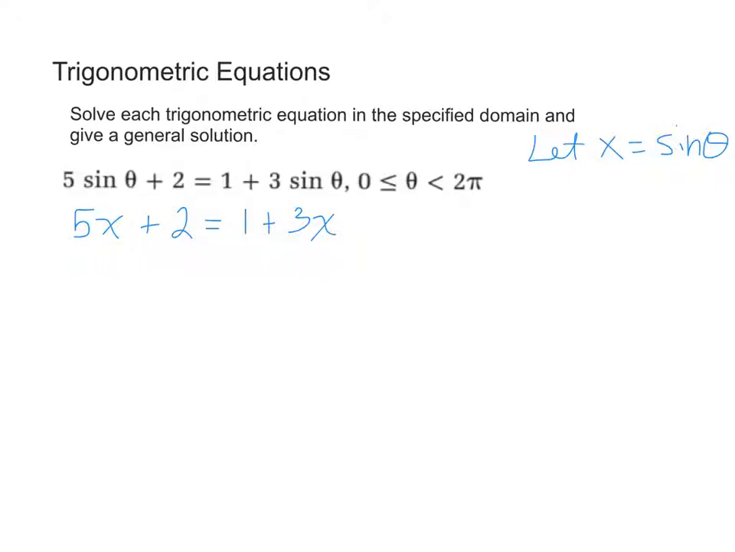And you probably know how to solve that, do you? What do you have to do to solve that? It's now a linear equation, so we just have to get the x by itself. We'll subtract 3x from both sides. Here and here, that becomes 2x. And I'll subtract 2. So 2x equals negative 1, or x equals negative 1/2.